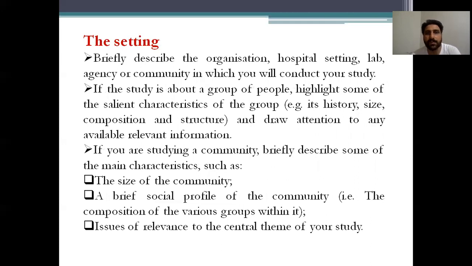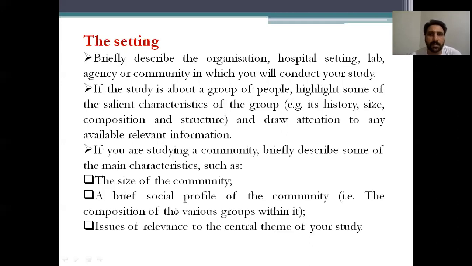The settings: briefly describe the organization, hospital, lab, agency, or community in which you are going to conduct your study. The study setting, the study area. At times, a portion of your study might be conducted at one place, and another portion at a different place. So you need to provide the background information about both of these settings.